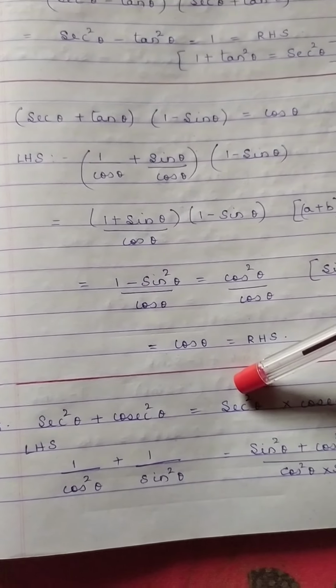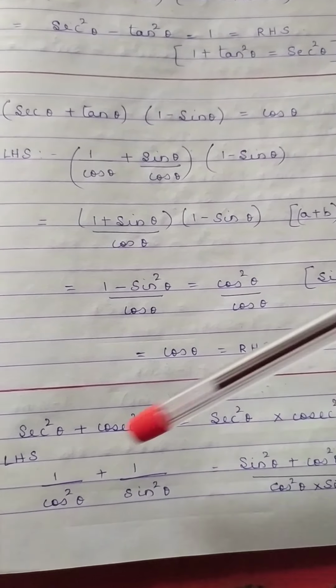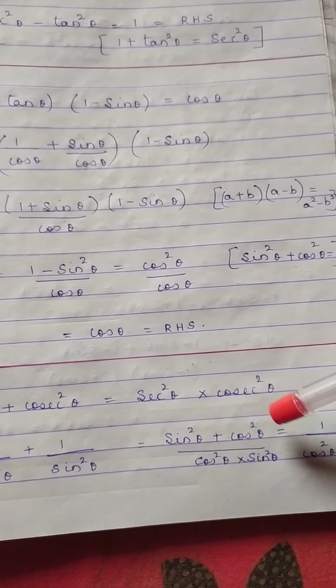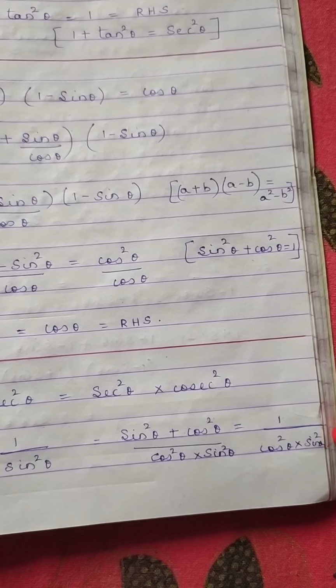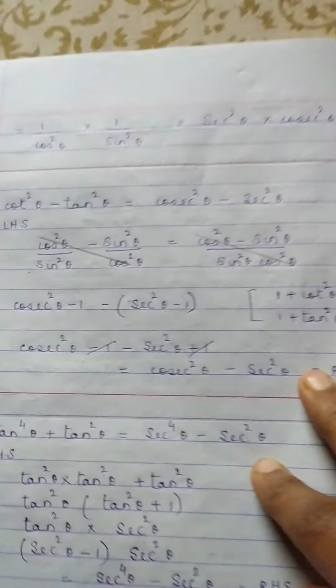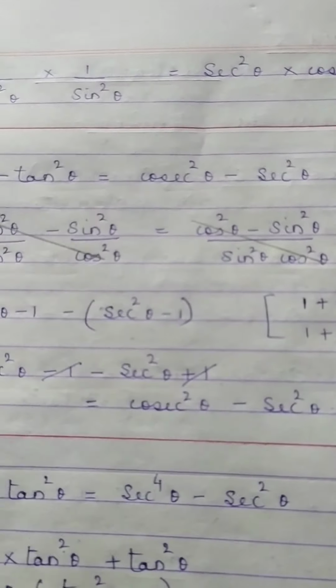Okay. Third question: secant square theta plus cosec square theta equal to the RHS. Write this as the reciprocal. Find the LCM. Sin square theta plus cos square theta is 1. 1 upon the denominator, separate it out: 1 upon cos square theta into 1 upon sin square theta, which is secant square theta into cosec square theta.